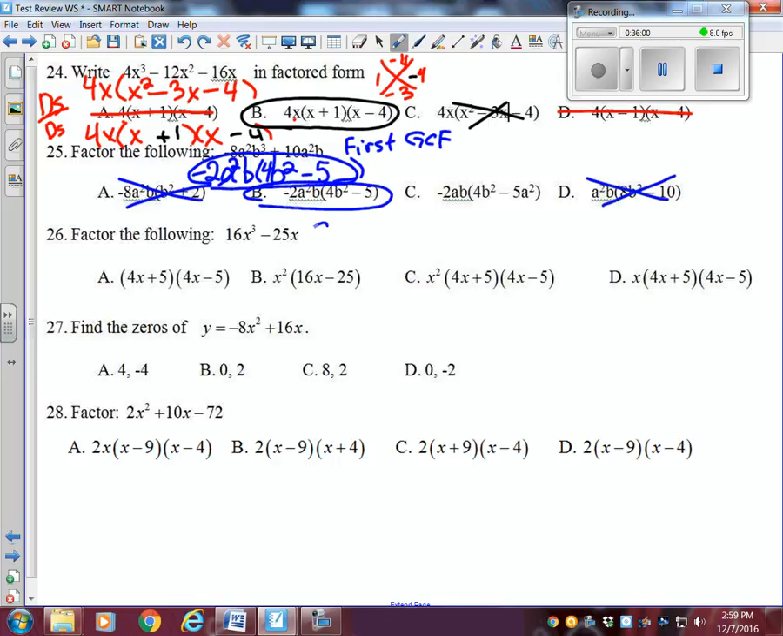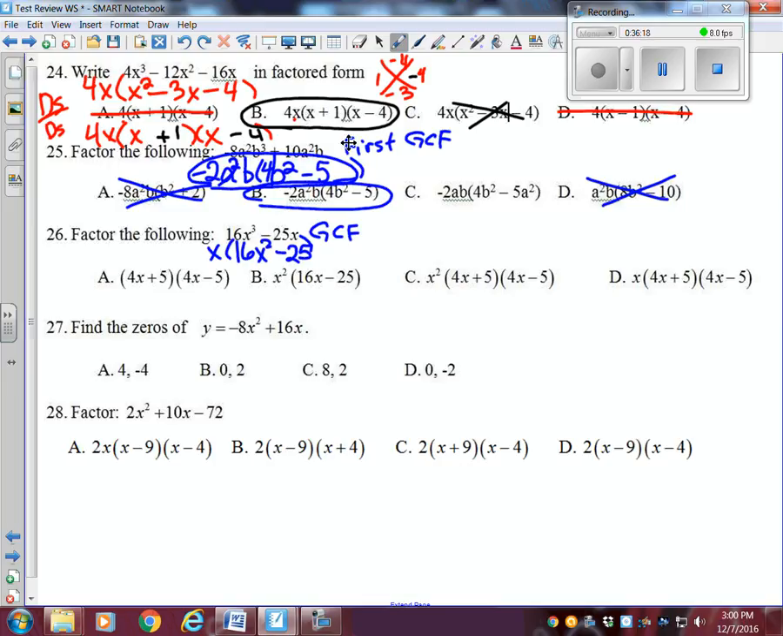GCF first. Okay. What number? Actually, they don't have a number in common because they're squares. But I do have an x in common. So let's try to get rid of that x. I'm going to pull one x away and write everything that's left. If I take one x away, I'm down to x squared. If I take one x away, I just have 25.